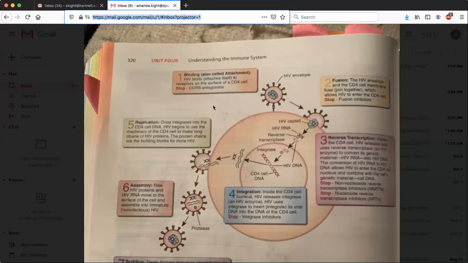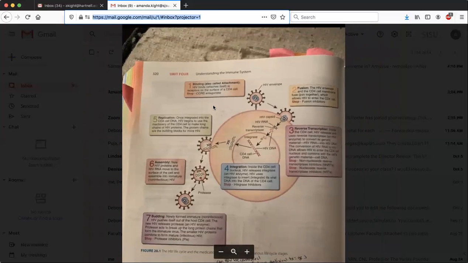So we have HIV proteins and HIV RNA that are going to be moving to the surface of the cell and assemble itself into an immature HIV. So at this point, it's not to the point where it's able to cause HIV. It's like a baby HIV, but it's going to be moving throughout the body.